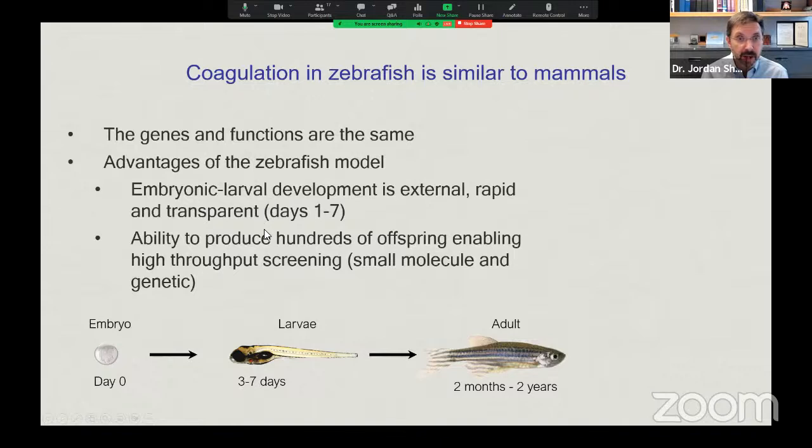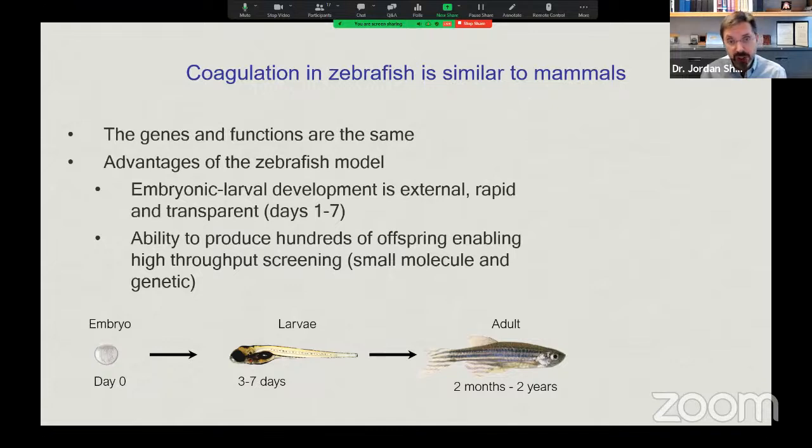Advantages of the zebrafish model include the ability to produce hundreds of offspring, which I told you about already. And then they go from a single cell embryo to a free-swimming larva in 3 days. And this free-swimming larva has nearly every major organ system, including a beating heart and circulating blood and an intact coagulation system.